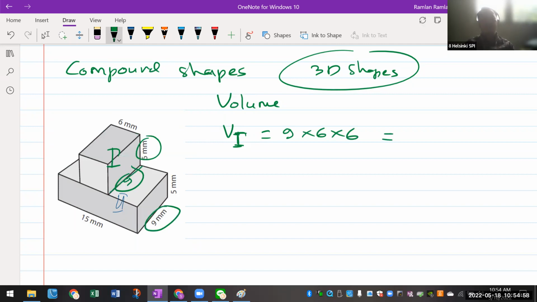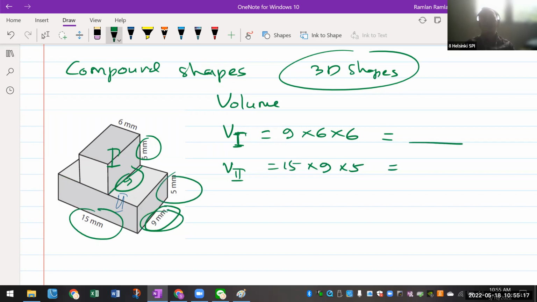Equals to volume 1. And then the next one, volume 2, is the one on the bottom here. This is also a rectangular prism, in which we have the length, the width, and the height. So that will be 15 times 9 times 5 equals to volume 2. And then you have this number here and this number here, which means the total volume just equals adding these two numbers.